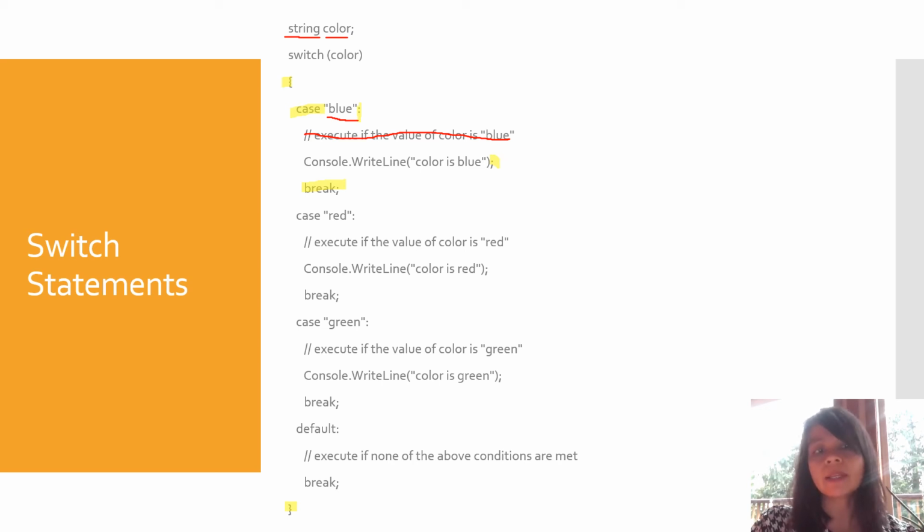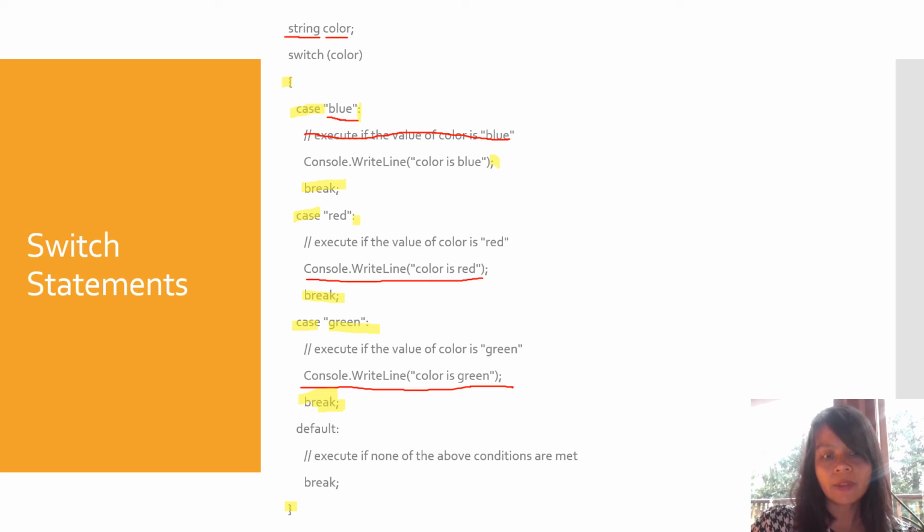And then semicolon, and then break. Now you can go to the next case. So in case that it's red, colon, then you go and do this. Print color is red, and then you break. And then next case that's green, execute this, print color is green, and then you break, all right?